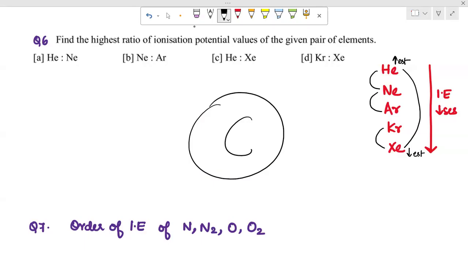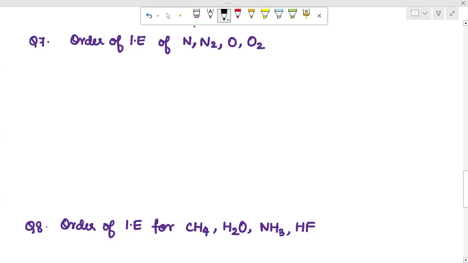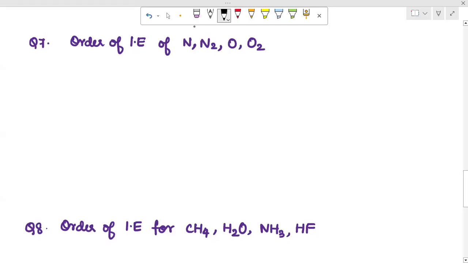Okay. Now a few important questions. The order of ionization energy of nitrogen atom, nitrogen molecule, oxygen atom, and oxygen molecule are important. For this, you should know the molecular orbital diagram. For the sake of it, I'm now giving it to you.